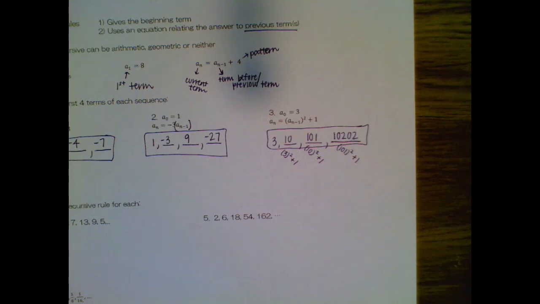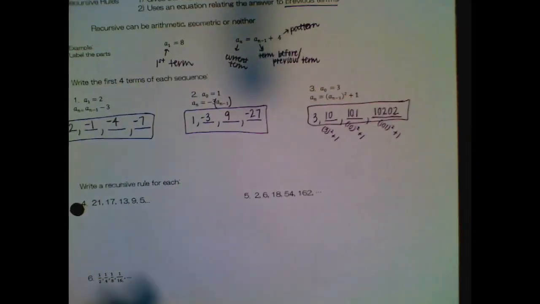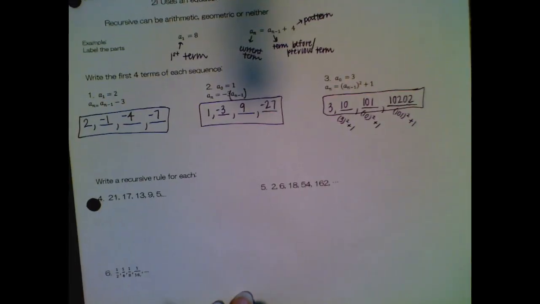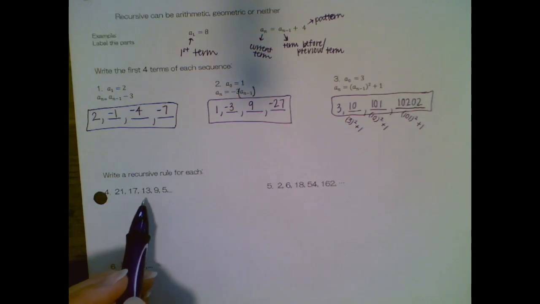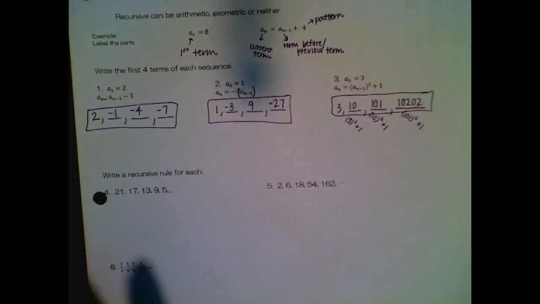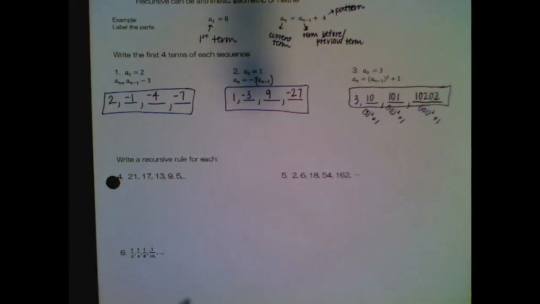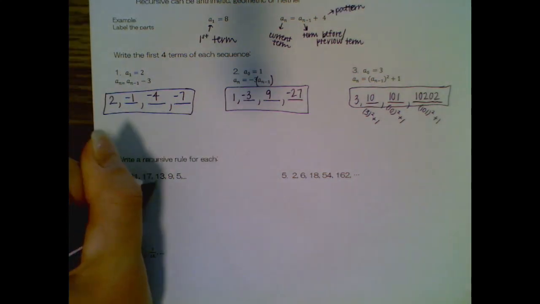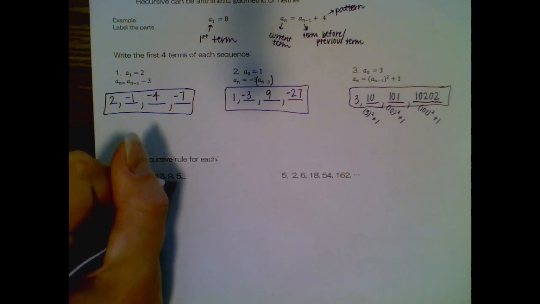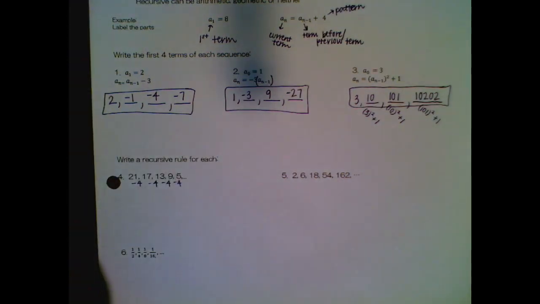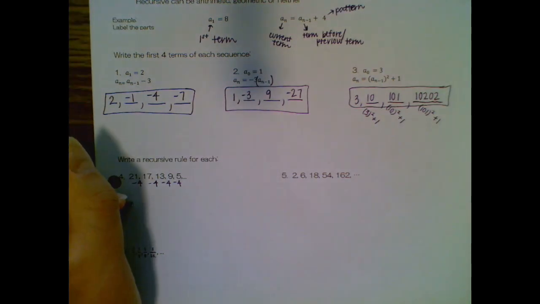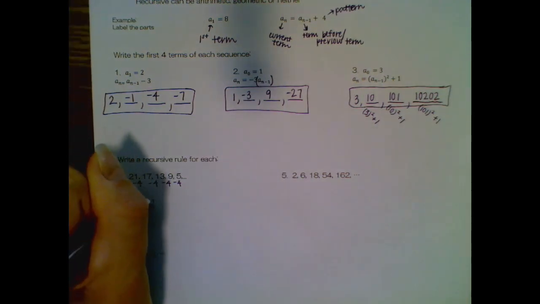Okay? All right. Now, I'm going to give you a sequence, and you guys have to give me the recursive rule. So we need to figure out if this is arithmetic or geometric, like what my common difference or common ratio is. So to go from 21 to 17, it looks like I'm going to subtract 4. 17 to 13 is minus 4. 13 minus 4 is 9. 9 minus 4 is 5. So this is arithmetic.